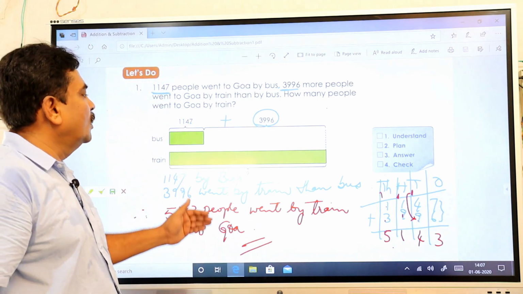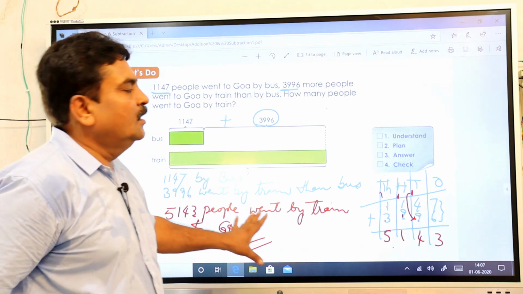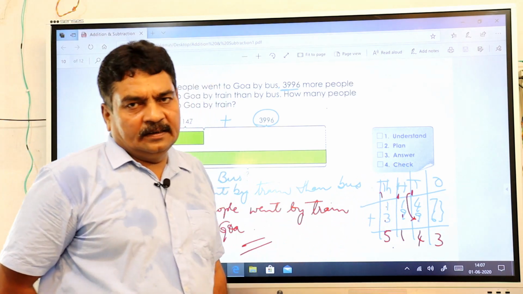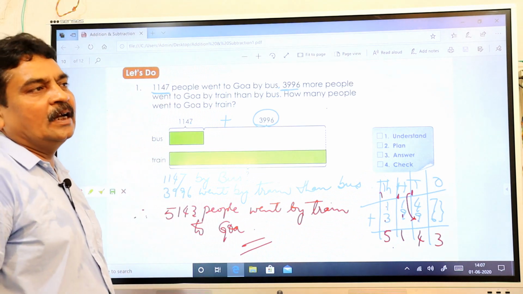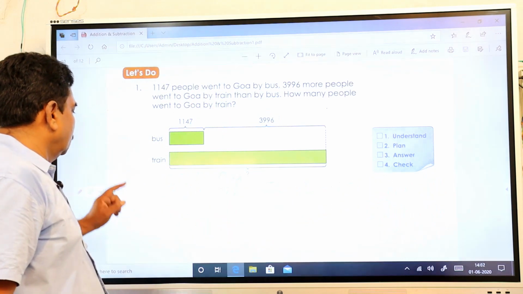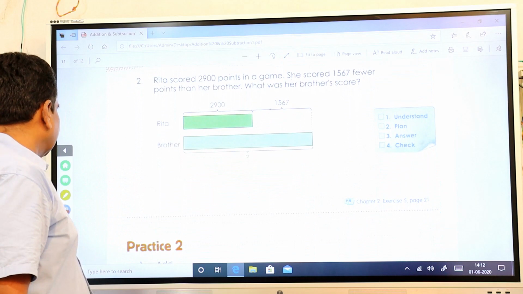In this way you are going to do it. You should write down the statement, and also do this in tabular form. Then only I'll consider it, otherwise I don't. Then go to the next one. Let's see this.